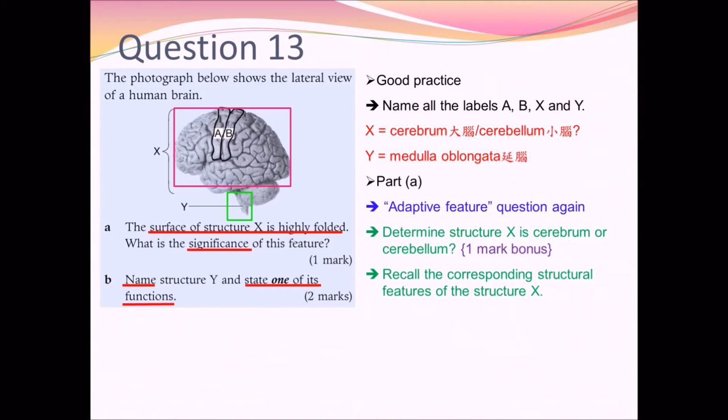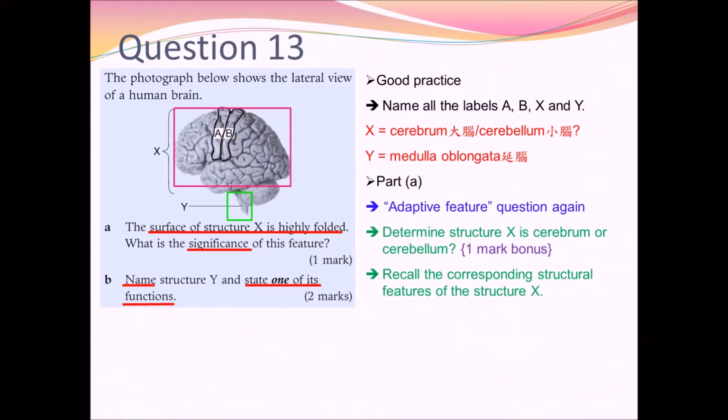Remember that in the question, the feature is given. So what you need to think about is how this feature helps the structure perform its function well. That's why you need to recall the corresponding structural features of structure X. And I give you one more mark if you can determine whether structure X is cerebrum or cerebellum. I think you can check the adaptive features of structure X in the book.